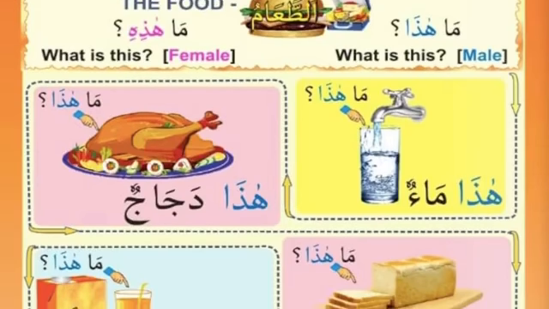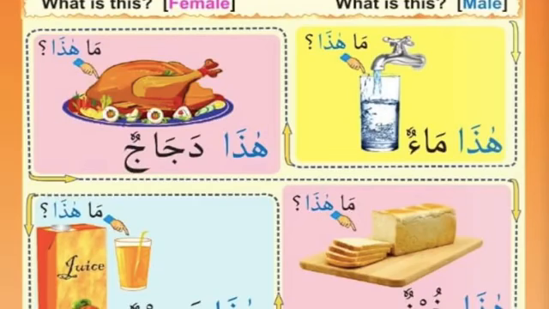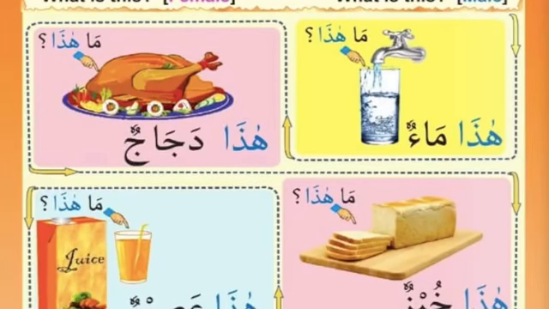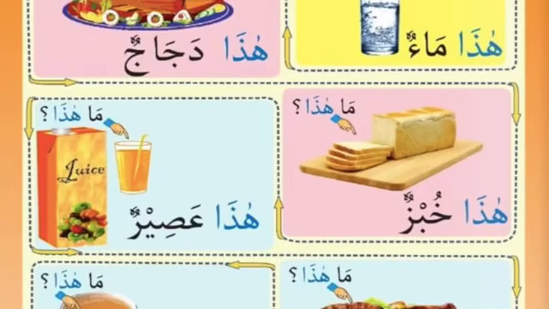Ma hadha. What is this? Hadha dajajun. This is chicken. Alright? This is chicken. Hadha dajajun. Let's move on. And again, please look at your right side.